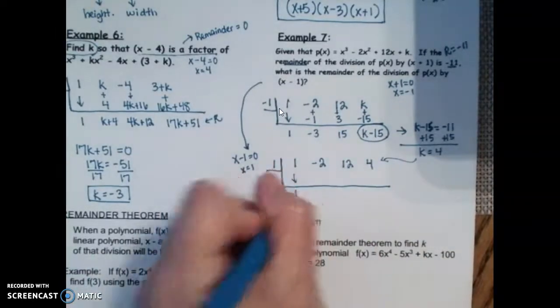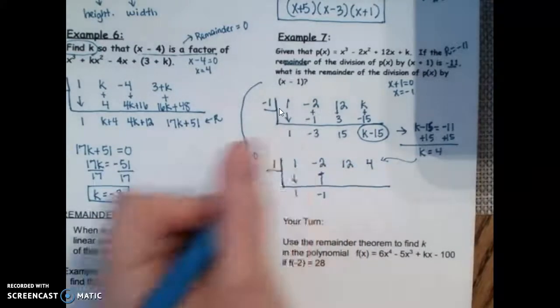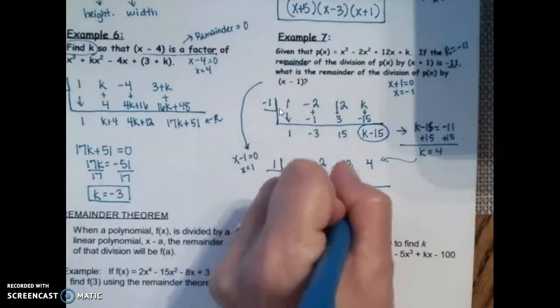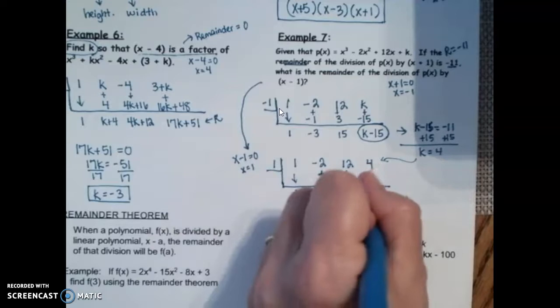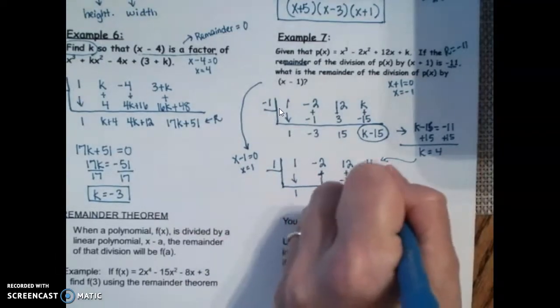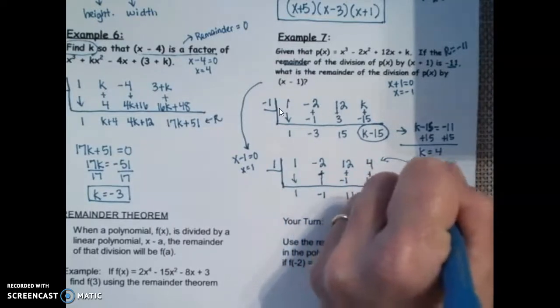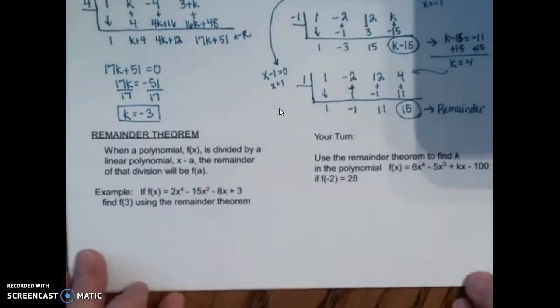So first number comes down, multiply, add, multiply, add, multiply. So then you can see that your remainder is 15 when you divide by the x minus 1. So that's our answer there.